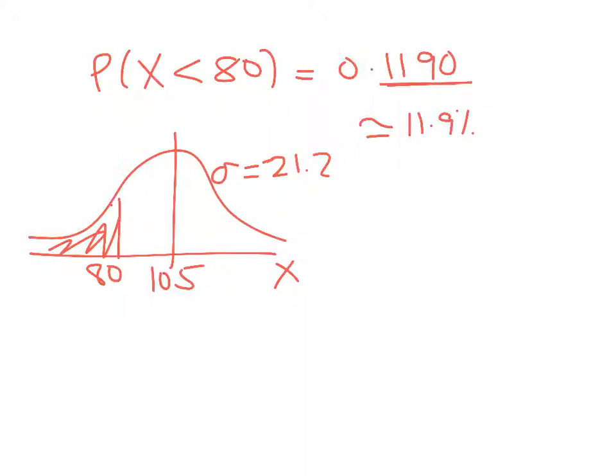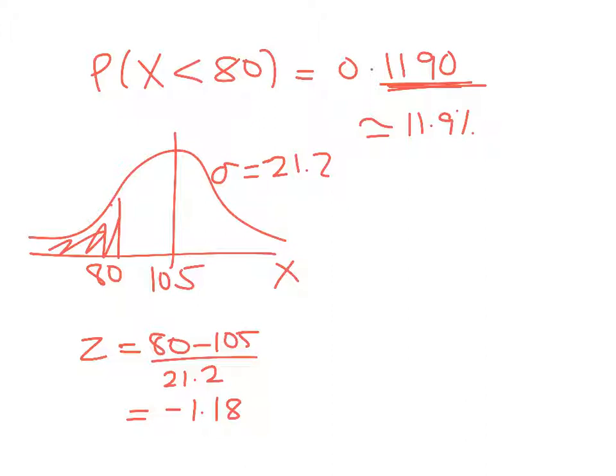If you're doing it with a table, then it would go like this. Z is equal to 80 minus 105 over 21.2, which works out to give me, what does that give me for a Z value? Okay, so that gives a Z value of negative 1.18. So in either case, we end up getting from either the table or the calculator the same answer, which is a good thing.